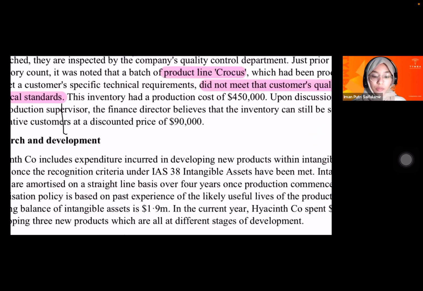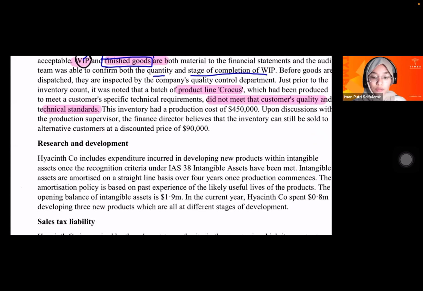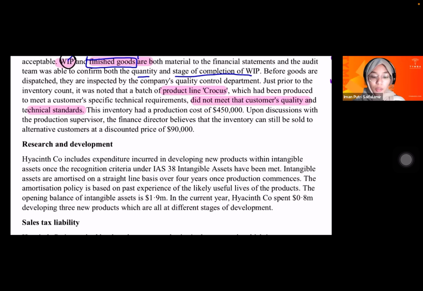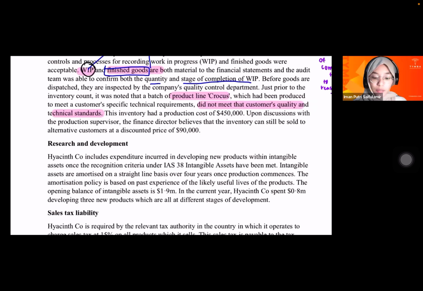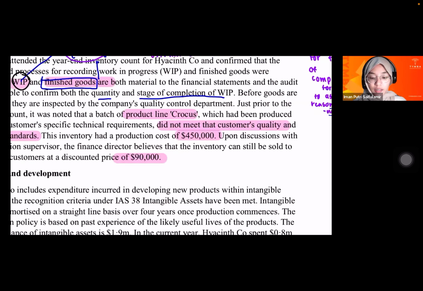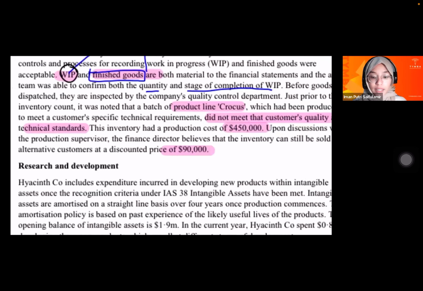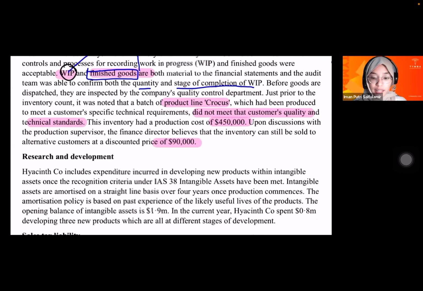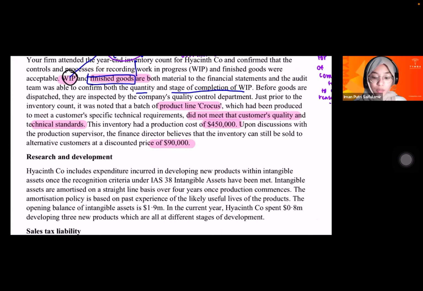Wait, let's read through the full scenario first. This inventory had a production cost of 450K. Upon discussions, the finance director believes that the inventory can be sold to alternative customers at a discounted price of 90,000. So there are a few things that we want to address specifically on this Crocus. On the Crocus product, what is the risk right now? They did not meet the customer's quality and technical standards, so it has to be sold at a price that is lower, right? So what is the risk, guys?